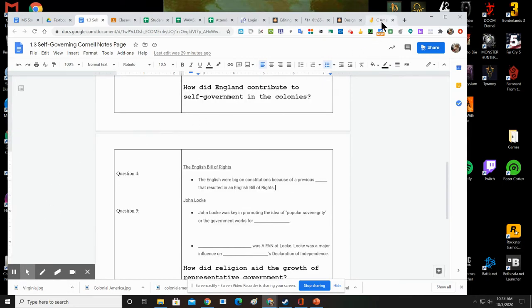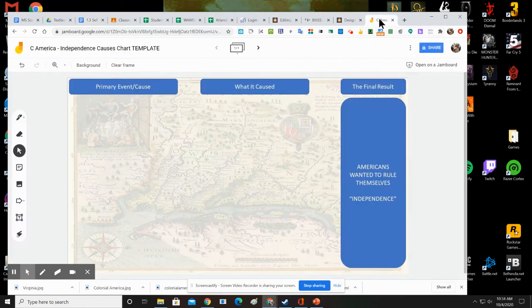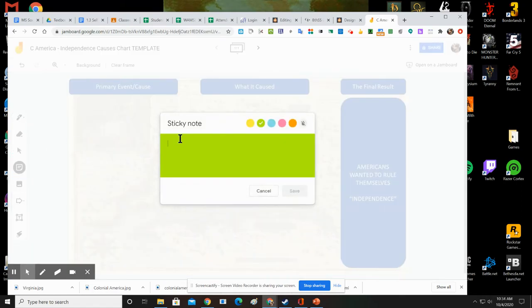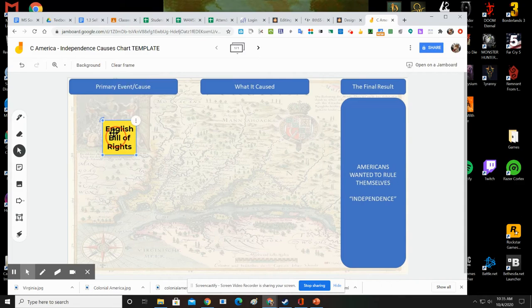As I was stating earlier, we have an English Civil War and a Bill of Rights for English citizens that became normal in the colonies. So I have to represent that on this chart. First, the primary cause or event is the English Civil War, or actually the English Bill of Rights. Don't even worry about the Civil War here. So we're going to say English Bill of Rights, and we're going to put that little sticky note right here. That is going to be our first cause. Remember, there should be about 6 of these, so it's going to look a little bit like this.